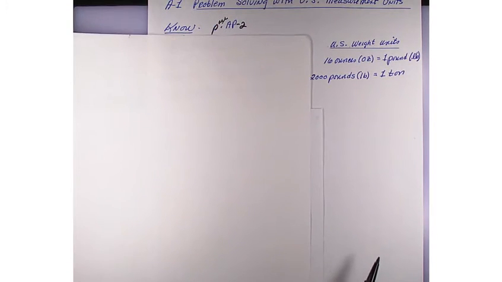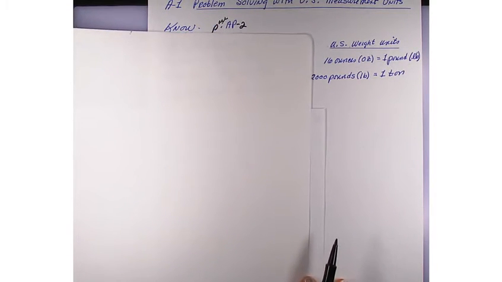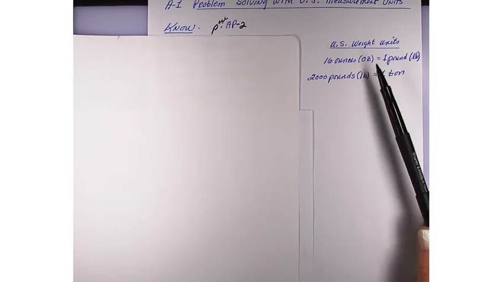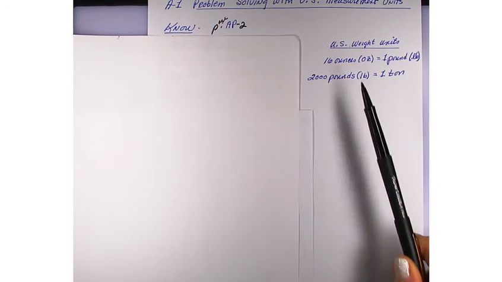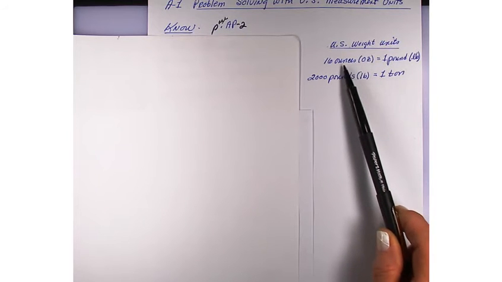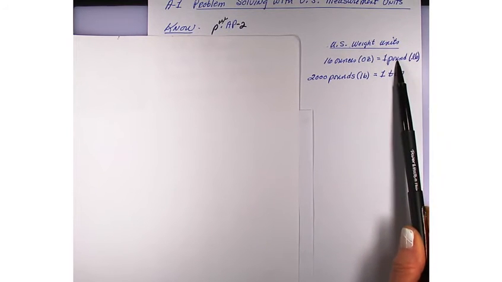Then we have US weight units. That's how we measure the weight of something. So when we're at the grocery store, we use ounces and pounds. And then if you were working at some kind of a landscape facility, you might be measuring in tons. But for us, you want to know that 16 ounces equals 1 pound, and it takes 2,000 pounds to equal 1 ton.